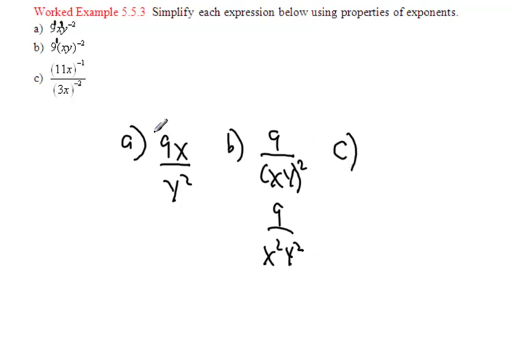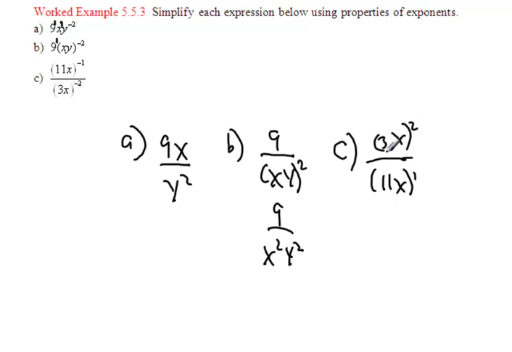C. Here we have 11x to the negative 1, and 3x to the negative 2. Each of these respective pieces is to a negative exponent, so both of them have to move. So, when we move the 11x to the minus 1, it's going to become 11x to the positive 1 on the other side of the fraction. 3x to the negative 2 moves to the other side of the fraction as well. That's 3x to the positive 2.